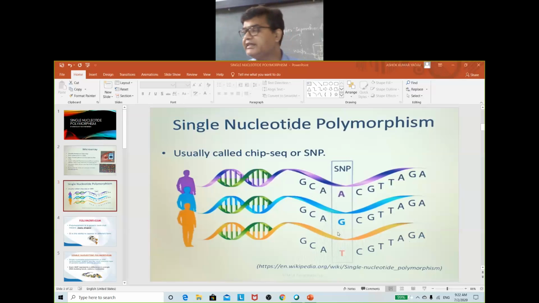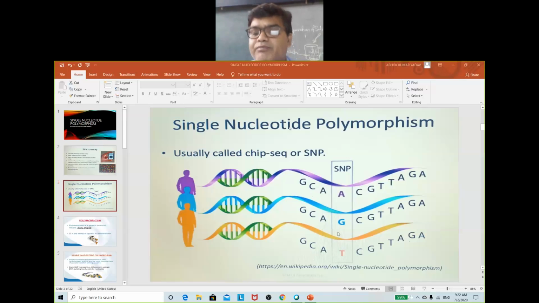But the CCR5 gene, that is the chemokine receptor gene, if there is a deletion in that situation, that person becomes resistant to the HIV virus, because that is the receptor for the HIV virus. So such things can be studied with the help of the SNP technique.